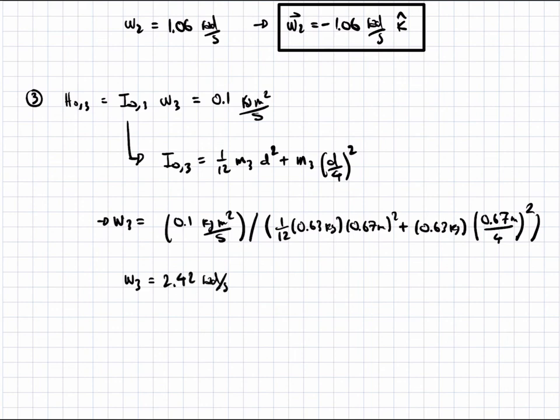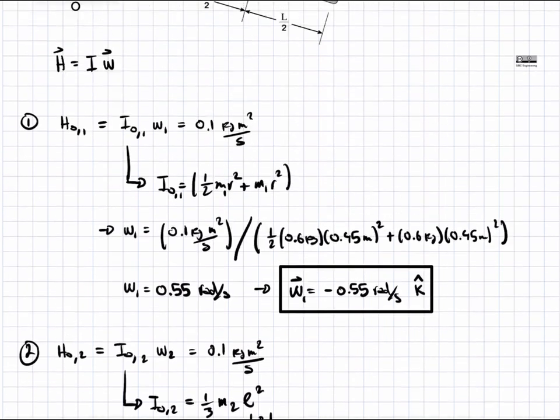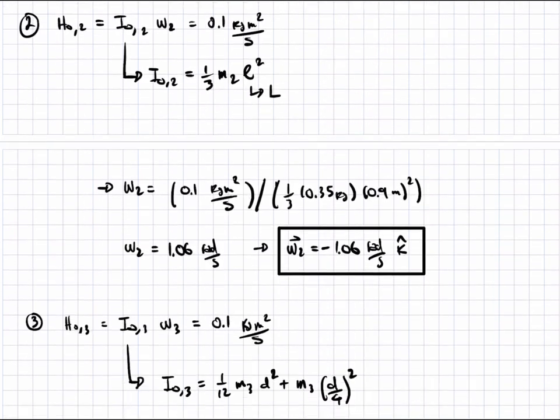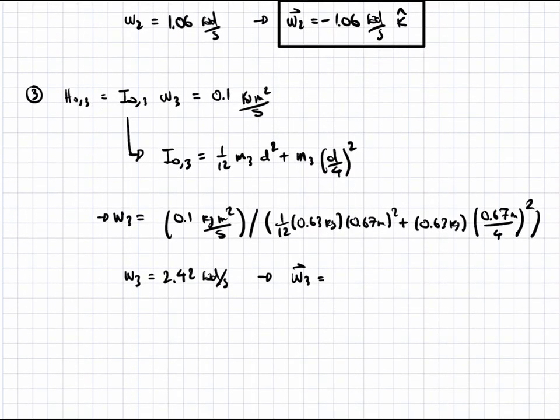And if we look at the vectorial equation, in this case we are rotating counterclockwise, so this is going to be a positive k-hat direction. Omega 3 is going to be 2.42 radians per second in the k-hat direction. And this is the final answer for our last scenario.